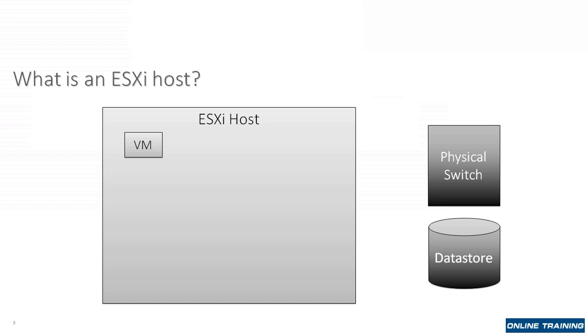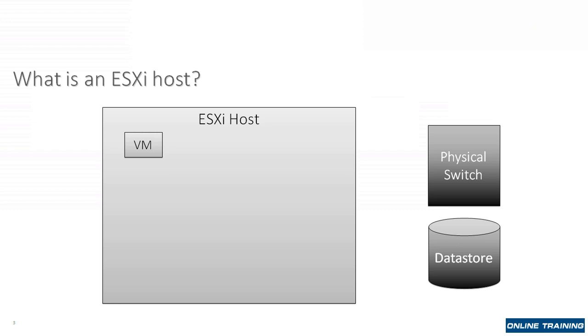Other virtual machines, less. So the ESXi host is like our physical server, and ESXi is the operating system that we install on that physical server. And ESXi is what we refer to as a type 1 hypervisor. That means it runs right on the hardware. It doesn't require any other operating system.